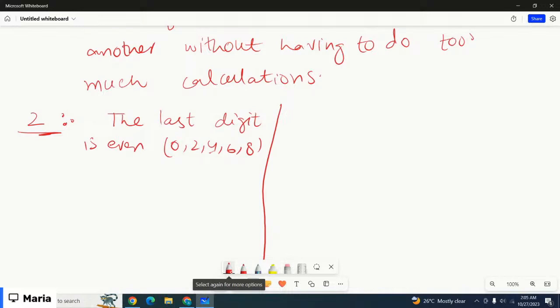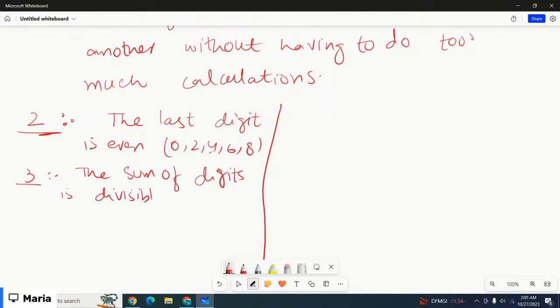The next one is the divisibility rule for 3. Please note down these rules. The divisibility rule for 3 is that the sum of the digits is divisible by 3. For example, you have 381.